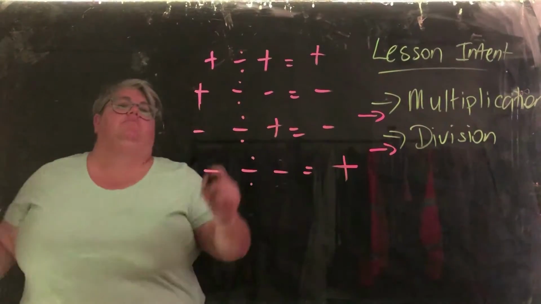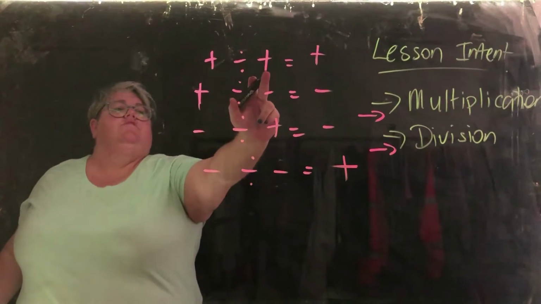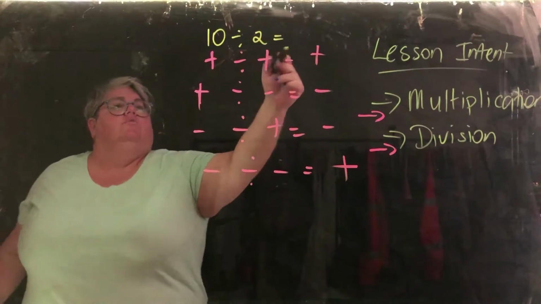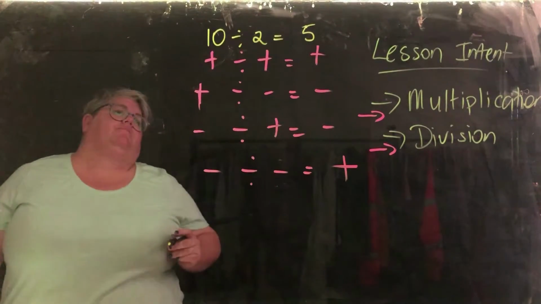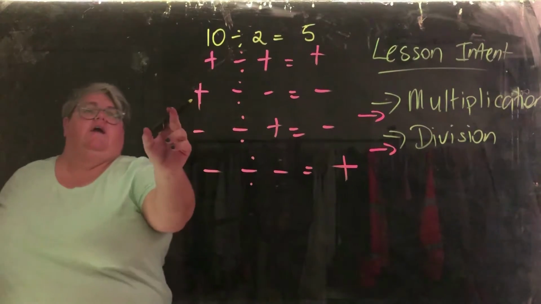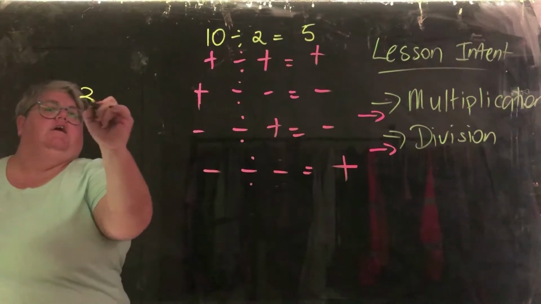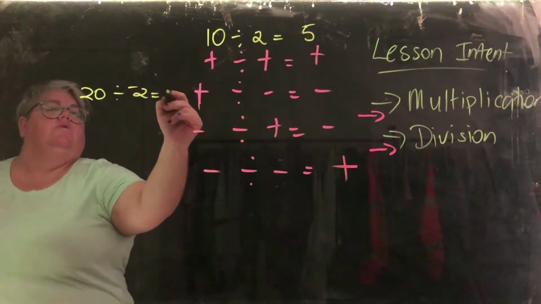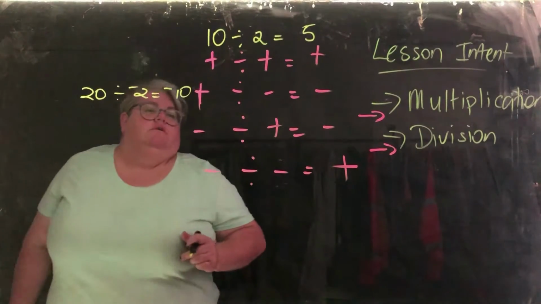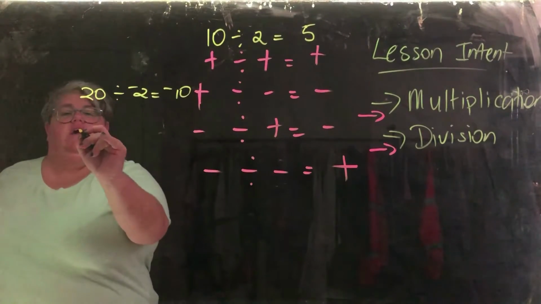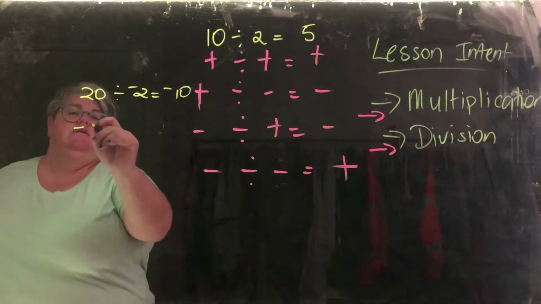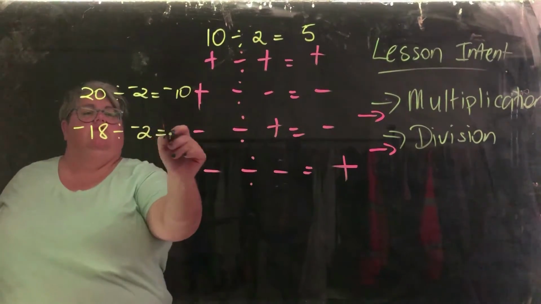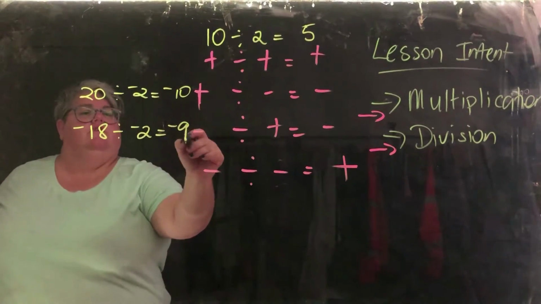Okay, so let's run through a few little examples. So, for example, up here we have a positive divided by a positive. So if we had 10 divided by 2, we would get 5. Here, if we had a positive, let's say we had 20 divided by negative 2, we will get negative 10. Same with this one, let's say we had a negative 18 divided by positive 2, we will get negative 9.